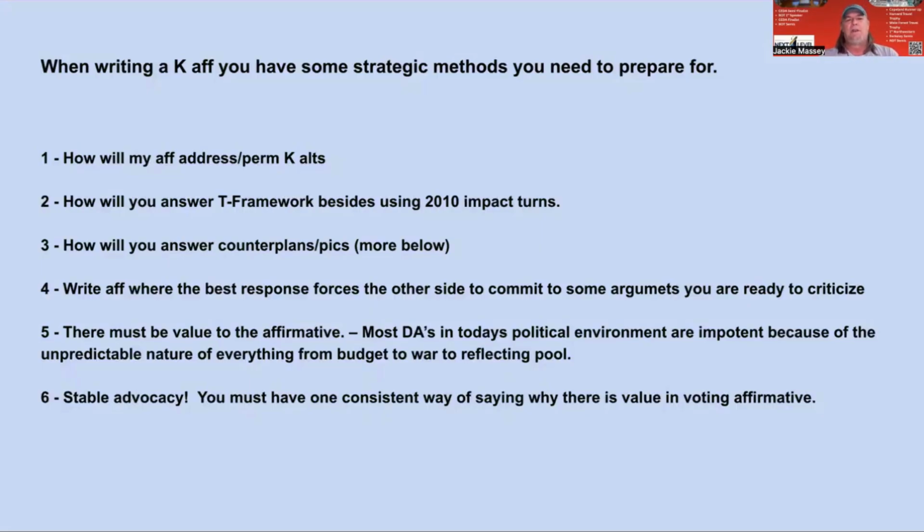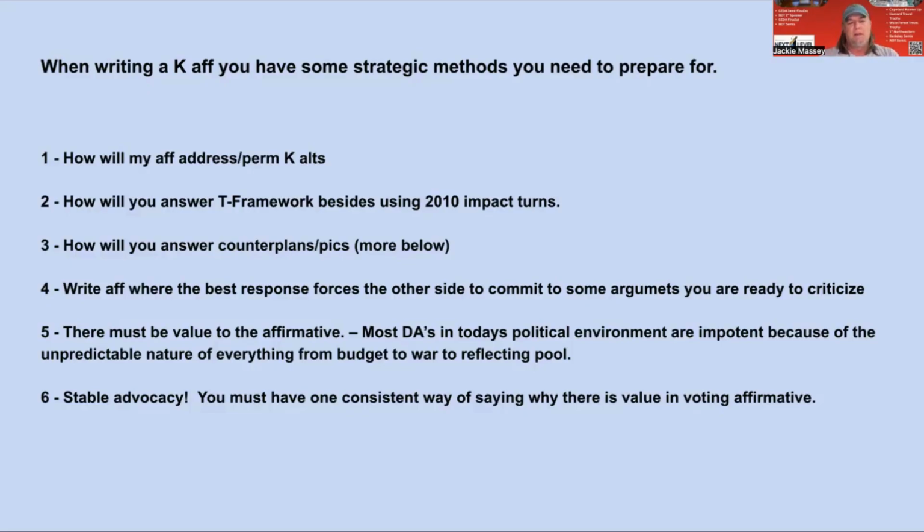When writing a KF, you have some strategic methods you need to prepare for. I kind of wrote these down because as I write it, I want to make sure that I have all these things in mind. One, how will my AF address perm or K alternatives whenever the other team reads K like cap K or anti-blackness?